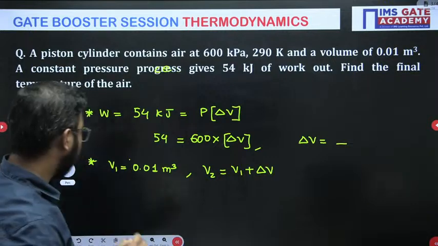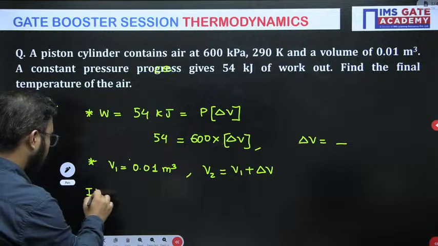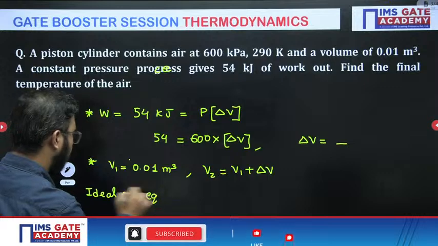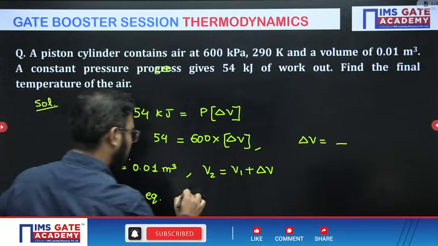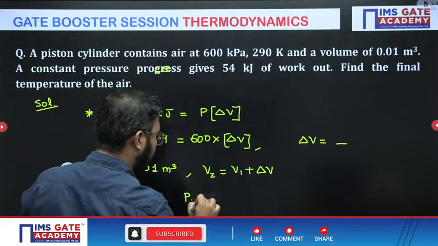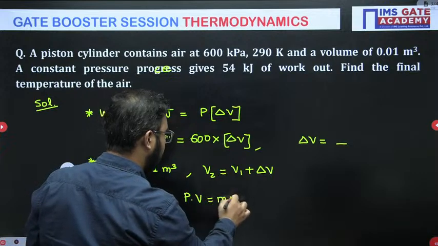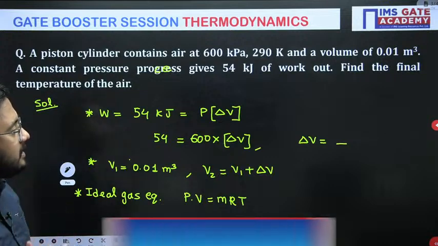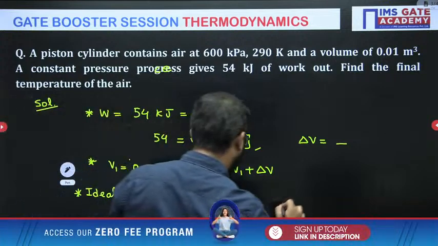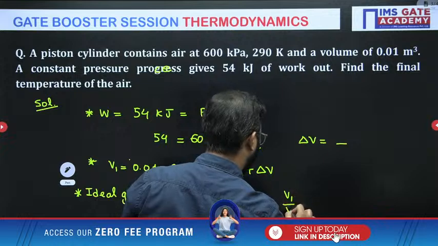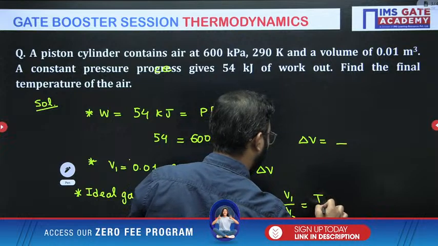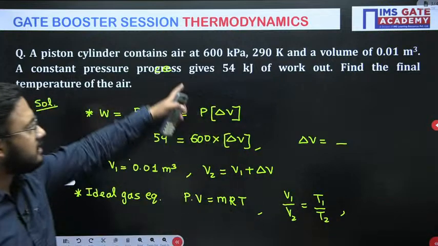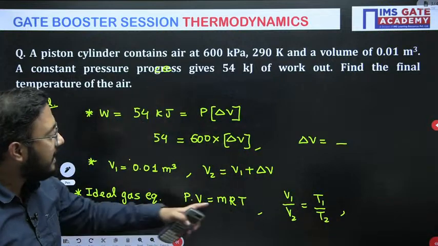Ideal gas relation. Ideal gas equation, how will you write? It is P into V equals mRT. This is the relation we are having. Now, if it is a constant pressure process, directly I can write V1 by V2 equals T1 by T2. T1 initial temperature 290 Kelvin already they have given. T2 we have to find out.